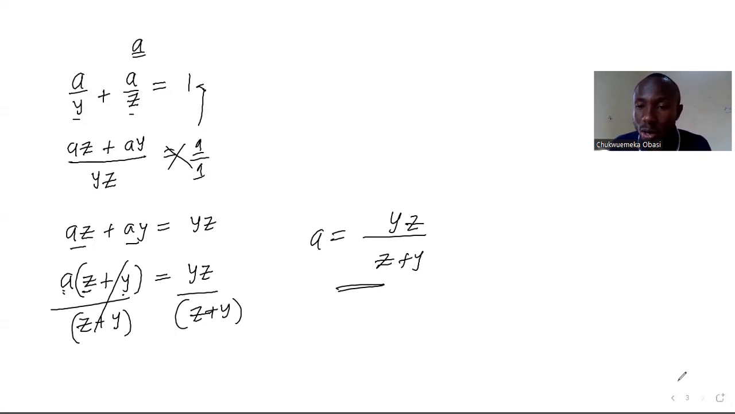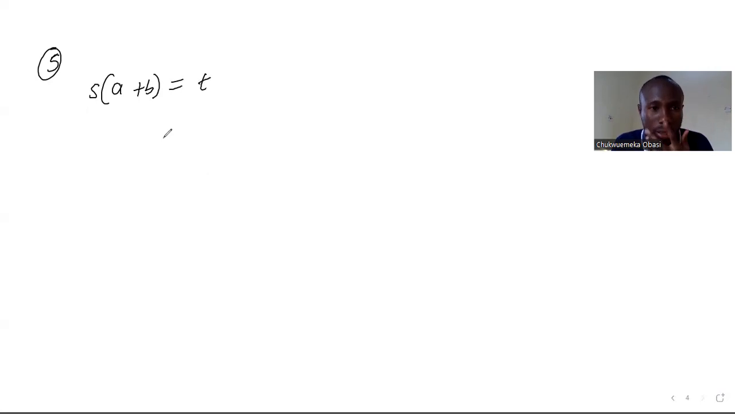Let us go to the next one. Question number 5. It says x into A plus B is equal to T. How do we make A the subject of this formula here? Now, it seems everything we are doing here, we are making A the subject. That's the instruction. So you can actually make X, you can actually make B the subject. It doesn't matter. It's still the same ideas or principle I'm just showing you right here. So let's make A the subject.